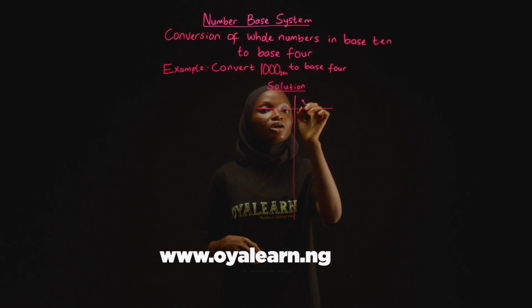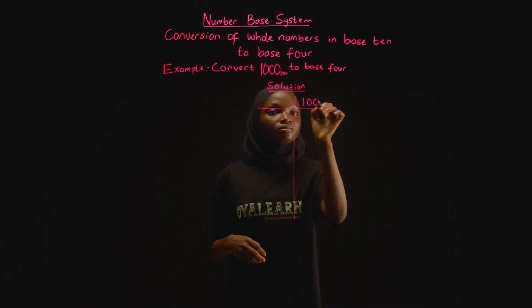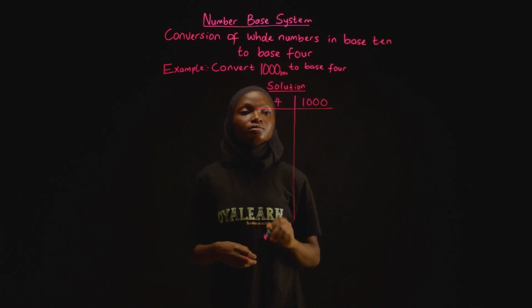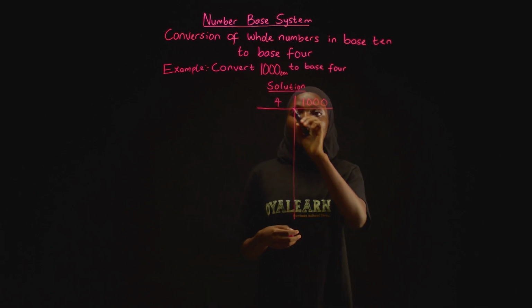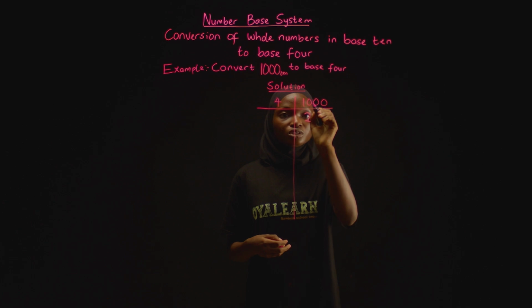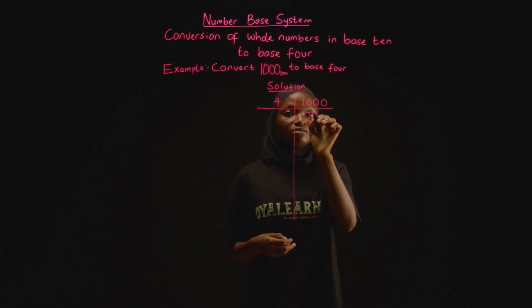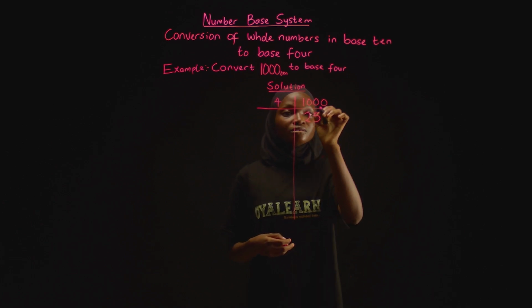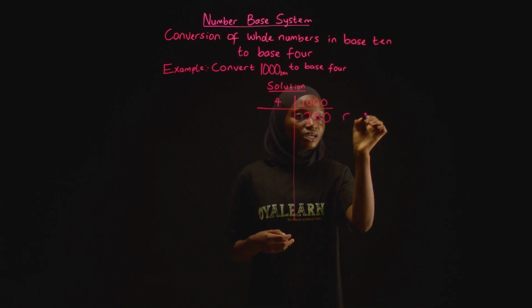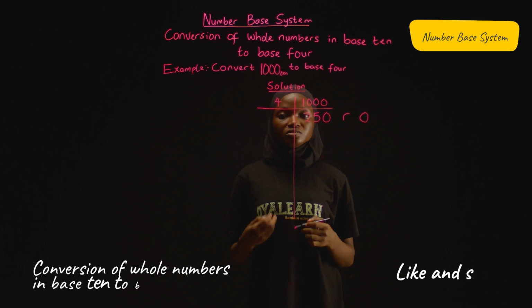We place the number we are converting, 1000 here, and the base we are converting it to, 4, at the other side. Then we start dividing. 4 in 1000, you take it bit by bit. 4 in 10, that's 2, which is 8, remainder 2. 4 in 20, you have 5. Then 4 in 0, you have 0. That means you don't have any remainder in this case. So we have remainder 0. Divide again by 4.